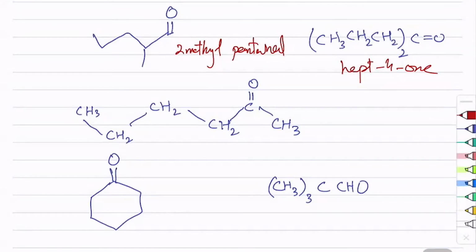Okay, so what should be the next one? This is easy, come on. Sir, the cyclic one. This, no, not the other one, this one. This is going to be 1, 2, 3, 4, 5, 6. So hex-2-one and so on. ये मैंने बता दिया. Okay, and the cyclic one is going to be cyclohexanone. Because in a cycle there's no start, it's always going to be the first one. So cyclohexanone बोलते हैं इसको.